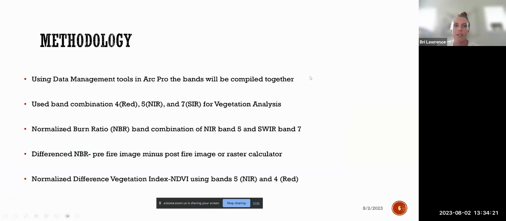Methodology. Using data management tools in ArcGIS Pro, the bands were compiled together. I used band combinations of 4, 5, and 7 for vegetation analysis. For NBR, I used bands 5 and 7. For the differenced NBR, the pre-image was subtracted from the post-image, or you could also use a raster calculator to do that. And for NDVI, I used bands 5 and 4.